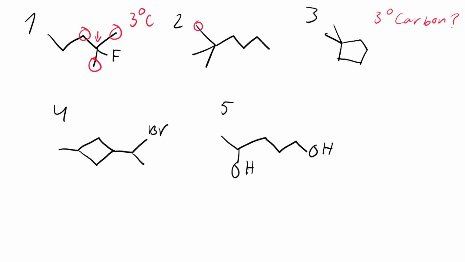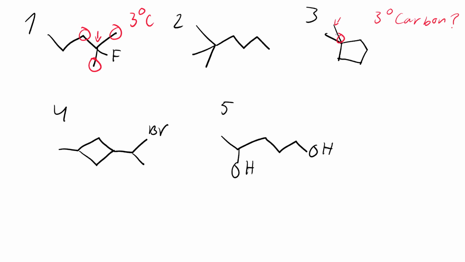Alright, let's do this one. This is only attached to this one, so it is a primary carbon. And this carbon is attached to 1, 2, 3, and 4. So that's a quaternary carbon. Not what we're looking for. This is the same as this one and that one, so we're not going to do that one. This carbon is attached to 1, 2, and this carbon is attached to 1 and 2. So that's not good either. And this carbon is only attached to that one, so it's a primary carbon. Not good.